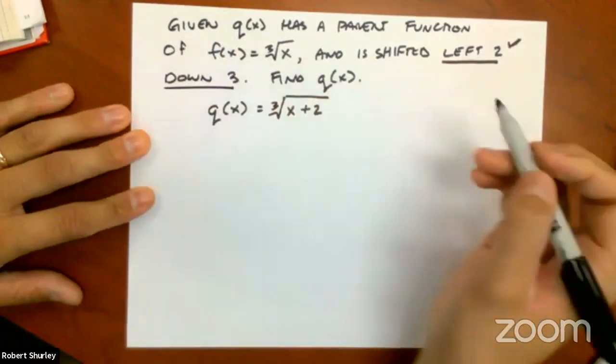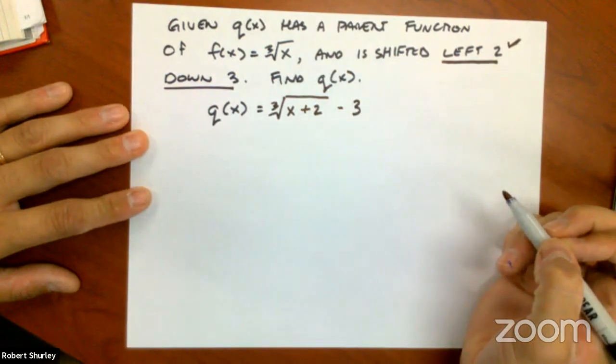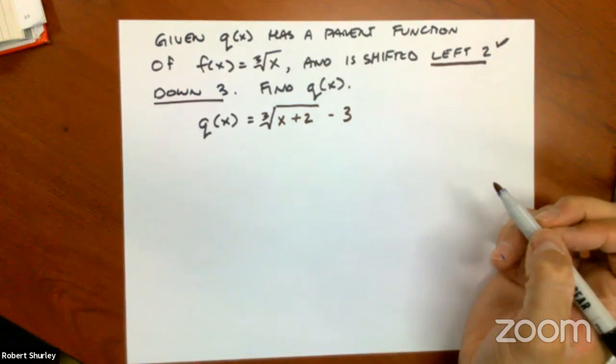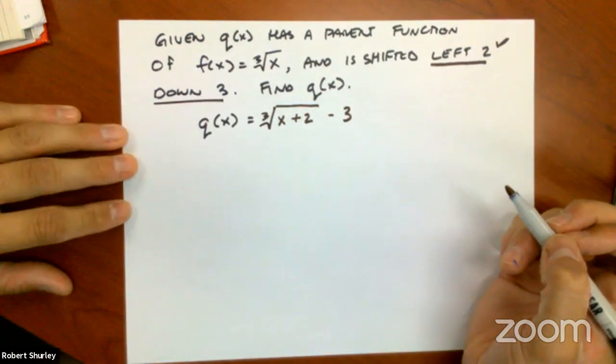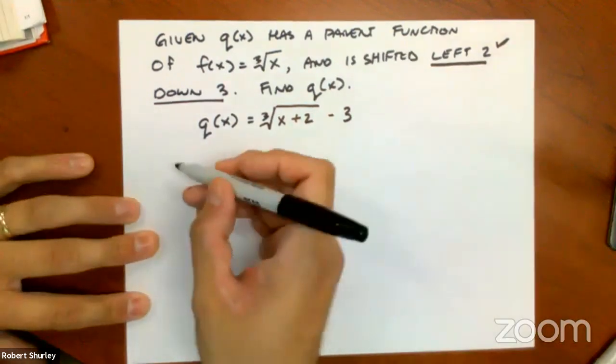Now I've got to go down 3. That's the easier one. On the outside of the radical, I just need a minus 3, okay? Makes sense now? I mean, it's kind of going to be the first time I ask it. So let me do another one then.